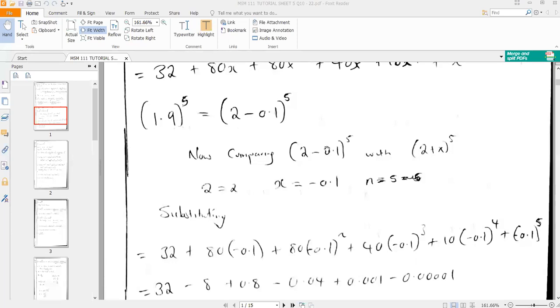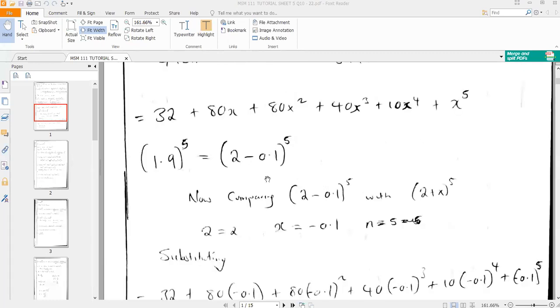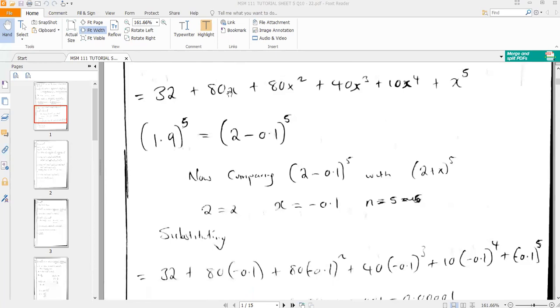Then the x, which is there, is equal to negative 0.1. So these are equal, isn't it? Then the n is equal to 5. So n there is 5, and also there is 5. So they are equal, isn't it? So now where there's x, instead of us leaving it the way it is, we plug in negative 0.1. When you plug in negative 0.1, that's where there's x here.